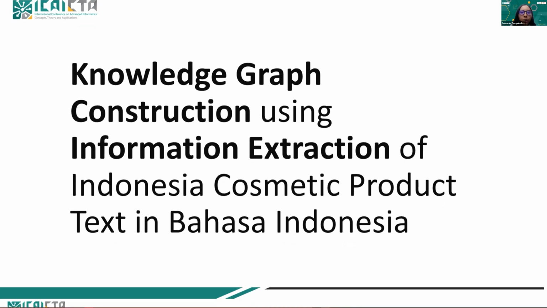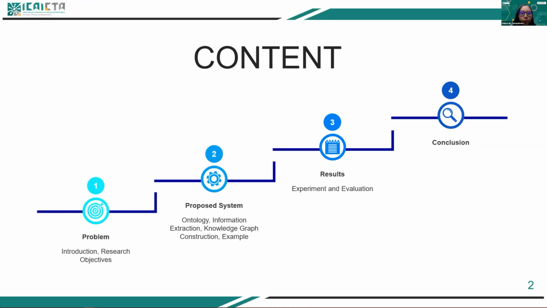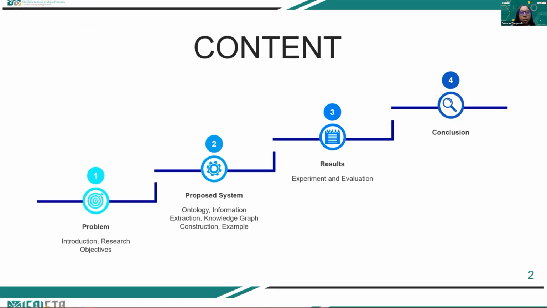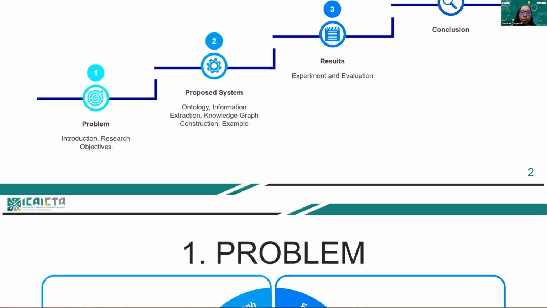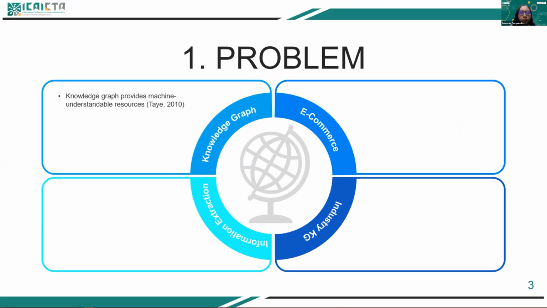So the research is using a knowledge graph, which contains entities and relations as the knowledge represented in a graph data structure. And the knowledge graph itself provides machine-understandable resources, as mentioned by Ataye. A knowledge graph describes real-world entities and their relations defined in schemas, and it can also be represented using a Resource Description Framework.